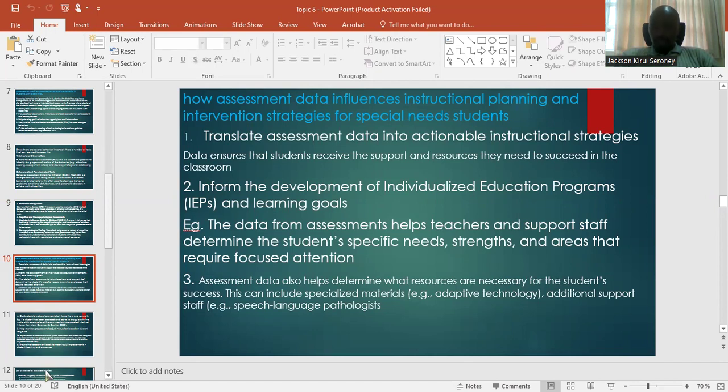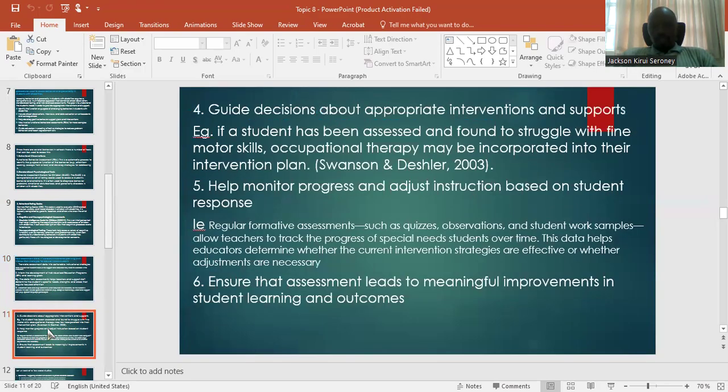Also, the assessment data influences the type of resources that we want. We can include specialized materials for adaptive technology or additional support staff for students with language problems, which could be a speech language pathologist. Also, it guides appropriate intervention. If a student has been assessed and found to struggle with motor skills, we can offer occupational therapy. It also helps in monitoring progress and adjusting instruction based on student response. And it also ensures that assessment leads to meaningful improvements in student learning outcomes.